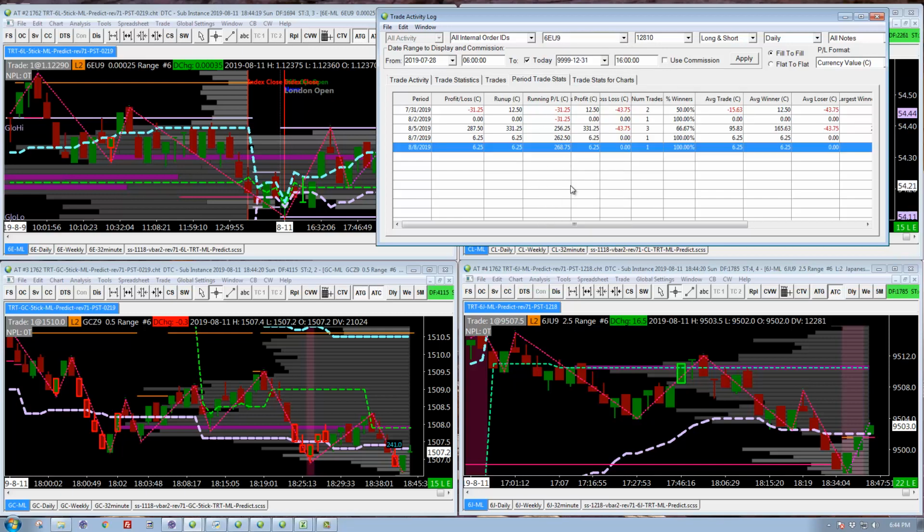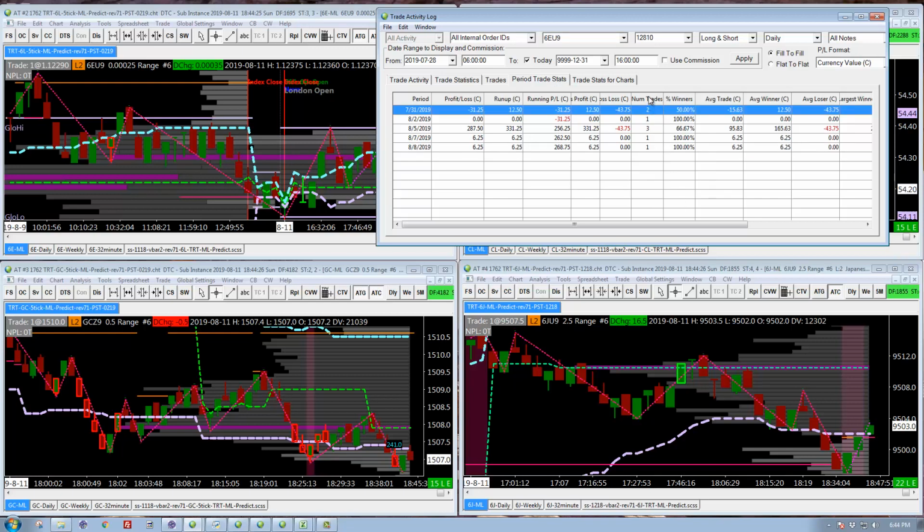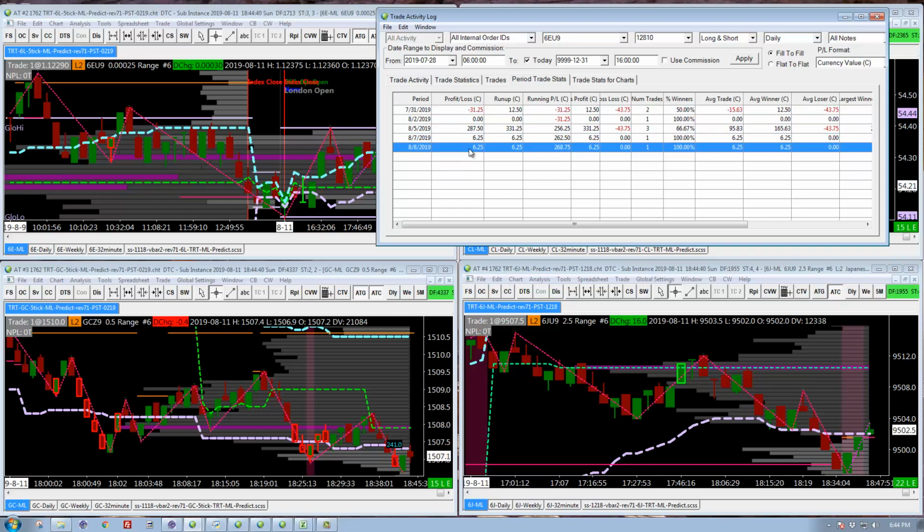6EU9. Euro's up 268. Also, I didn't do this on the yen, but notice the number of trades, this column here. This number, we want this number low. We're looking for the smallest number of trades with the highest profit. You can see here we scratched on these 2 days, right?